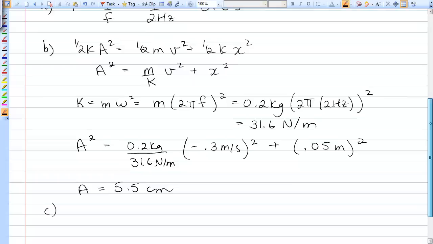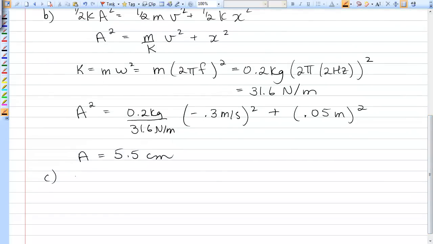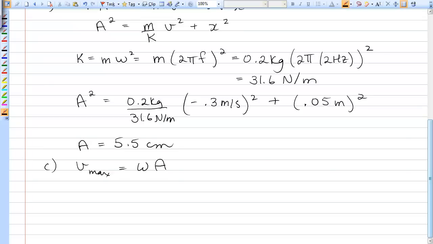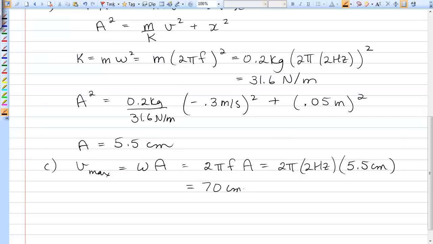Okay, part C, we want the maximum speed, and the maximum speed is given by omega A. That comes from differentiating the position function and taking out the quantity in front of the sine. So we have these quantities now. Omega is 2 pi f, and times A. So 2 pi times 2 hertz times, we can just leave it in centimeters and we'll get centimeters per second for this maximum speed. Turns out to be 70 centimeters per second.